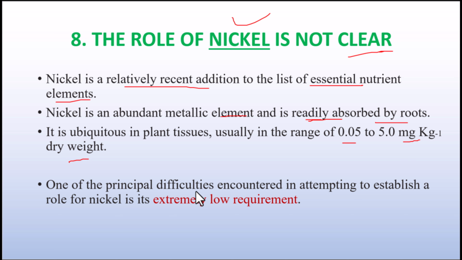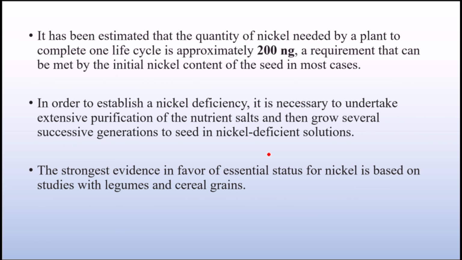One of the principal difficulties encountered in attempting to establish a role of nickel is the extremely low requirement. This micronutrient is required in extremely low concentration by the plant. If the concentration is higher, it shows some kind of toxic effect on the plants. It has been estimated that the quantity of nickel needed by the plant to complete its life cycle is approximately 200 nanogram.